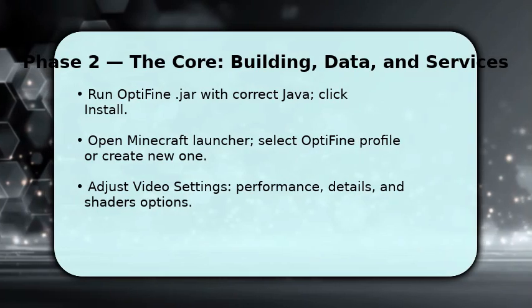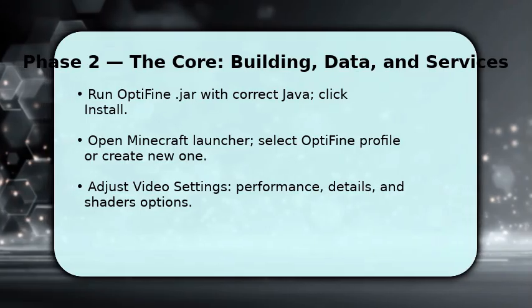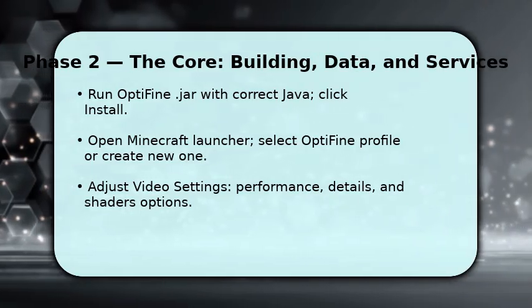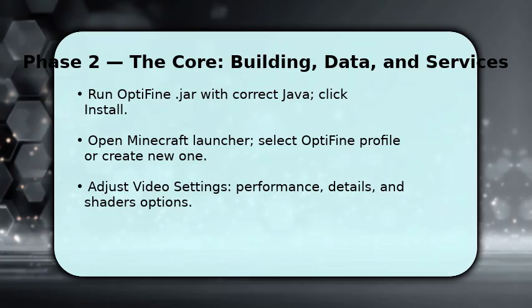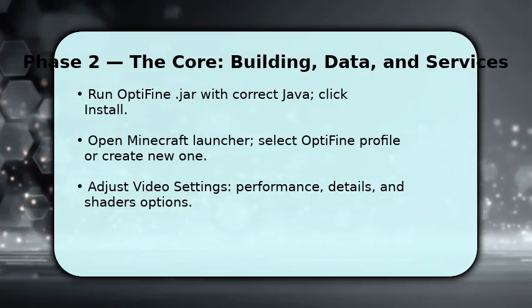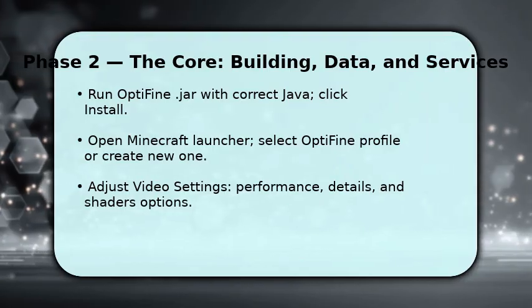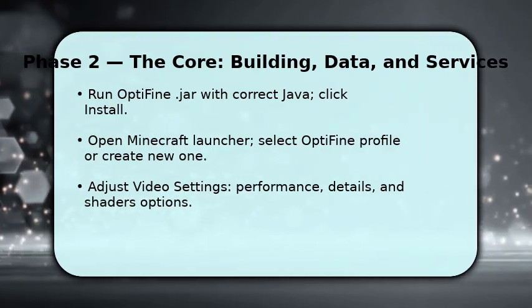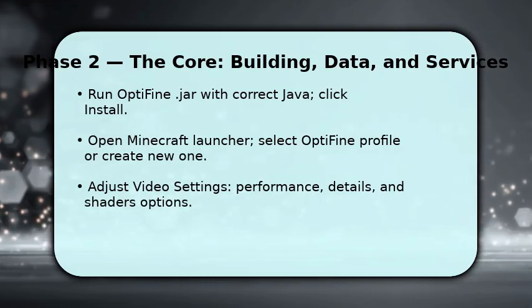You run the Optifine jar using the correct Java executable and click Install. This writes a new profile into the Minecraft launcher. Once done, open the launcher and pick the Optifine profile. If it's missing, create a new profile and select the Optifine version. Then launch Minecraft once to create config files.